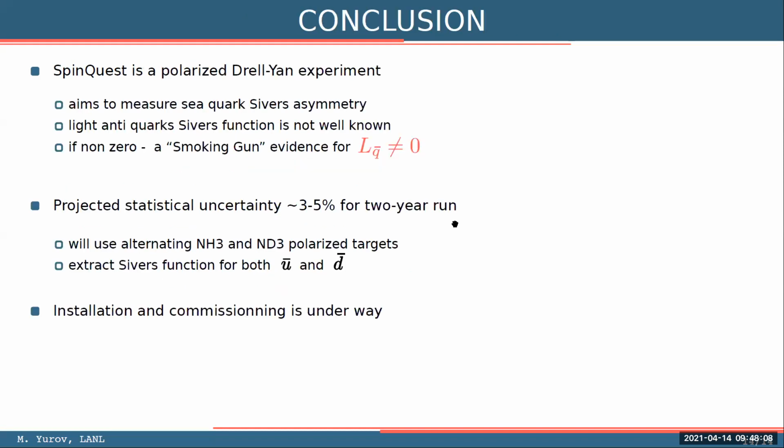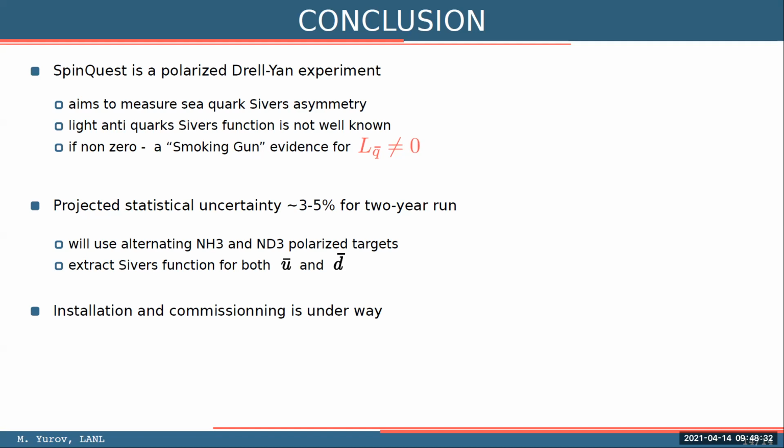In summary, to conclude, I would like to say that the main goal of the SpinQuest experiment is to measure Sivers asymmetry for both ū and d̄ quarks, and observing such asymmetry would be smoking gun evidence for non-zero orbital angular momentum of the sea quarks, which would be quite exciting news.